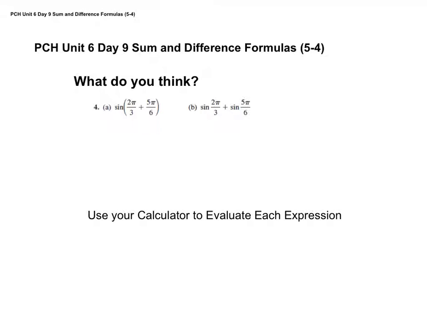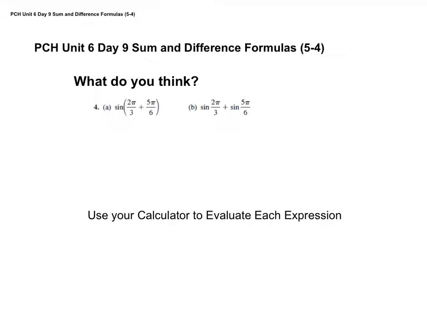Alright, so I want you to take a look at this here real quick. We have the sine of 2π/3 + 5π/6, and then we have the sine of 2π/3 plus the sine of 5π/6.